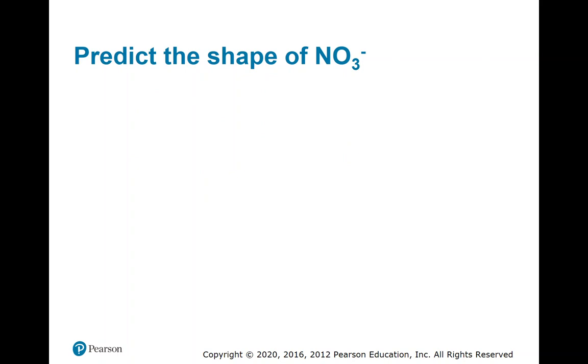Let's look at another one. This one is for the nitrate ion, NO3-. You hopefully remember that from your polyatomic ion chart. What I'm going to do, again, is you can try this on your own, pause, and then start the video back up whenever you're done.